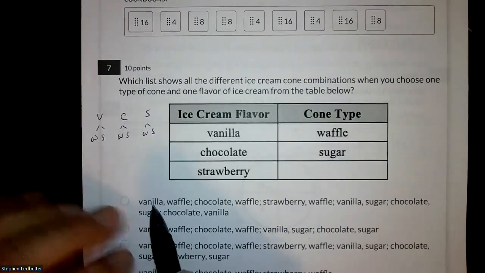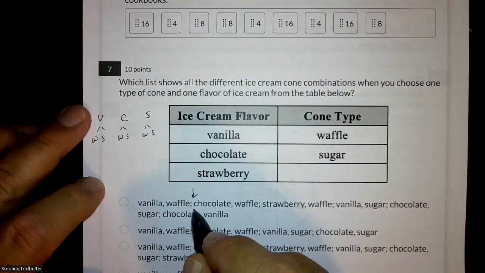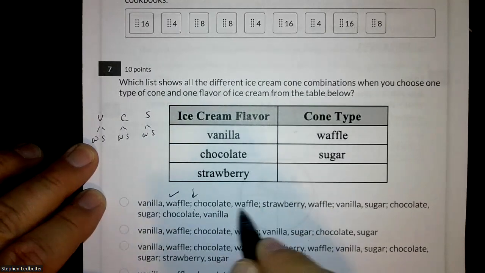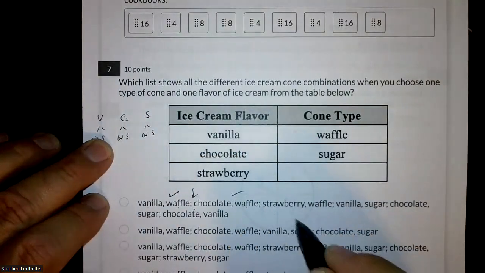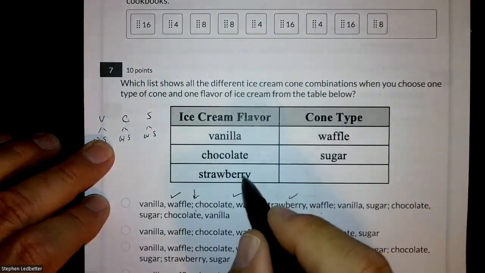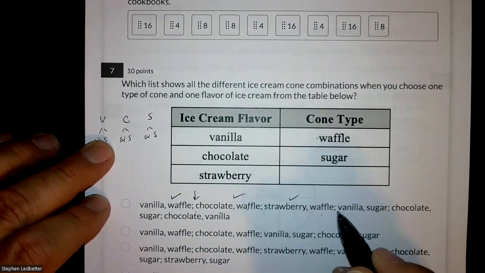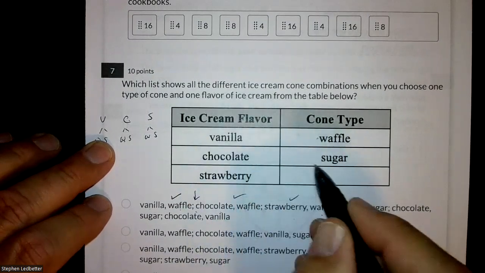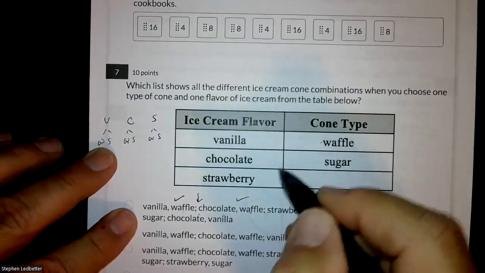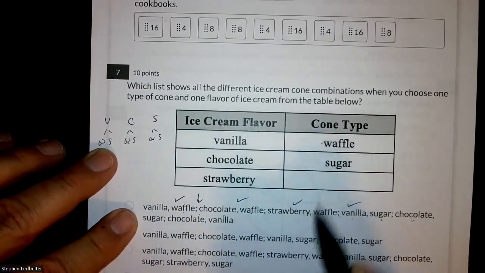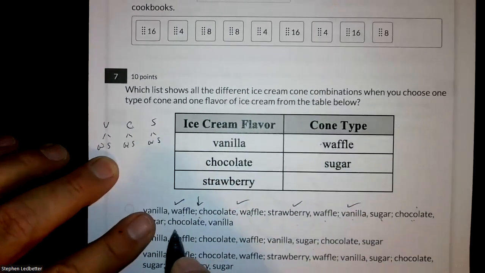Okay, so here we go. Do we have a vanilla waffle? Now watch out for the colon here. The colon's separating. Do you have a vanilla waffle? Yes. Do you have a chocolate waffle? Yes. See right here? Chocolate waffle. Yes. Strawberry waffle. Yes. Now look right here. Here's the one. Vanilla sugar. Yes. Chocolate sugar. Yes. And this one is chocolate sugar.